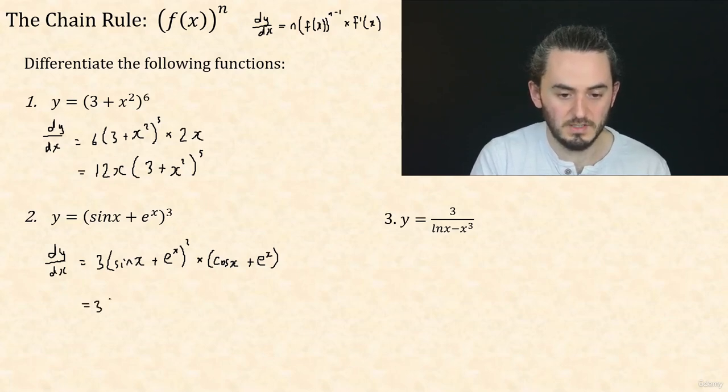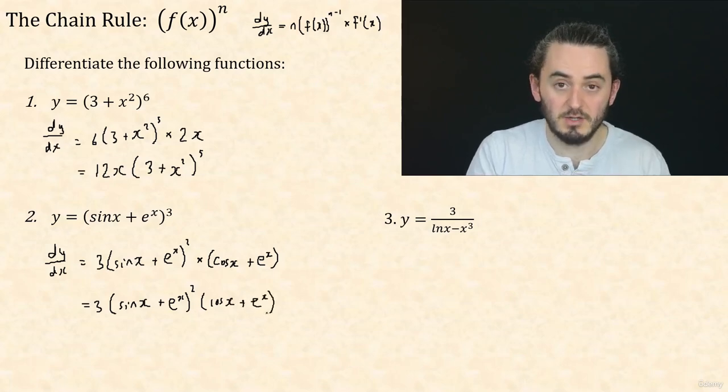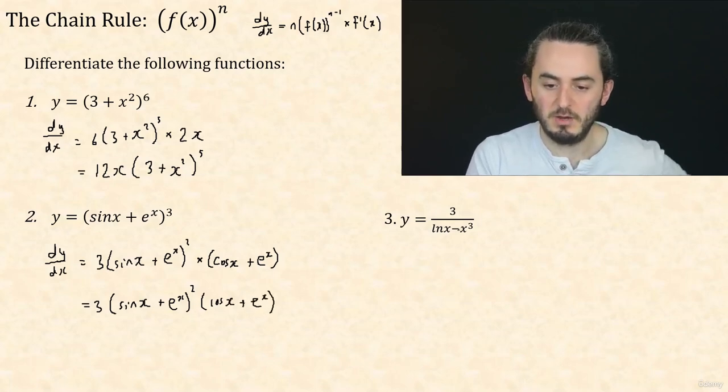I'm going to go with 3 (sine x plus e to the x) squared times (cos x plus e to the x). Well, I think we don't need to change the order really. There's our answer. What about something like this?